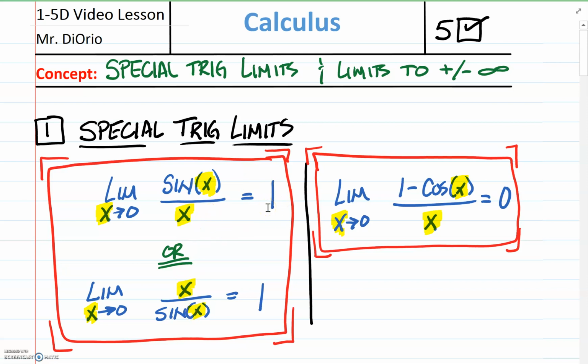equal to 1. Similarly, the limit as x goes to 0 of 1 minus cosine x over x is going to be a 0. So every time we see that this statement is happening, we're taking the limit as it goes to 0, we can use a 0. And similarly, every time we see these statements happening, we can make them a 1. I'll show you how they work in just a second.